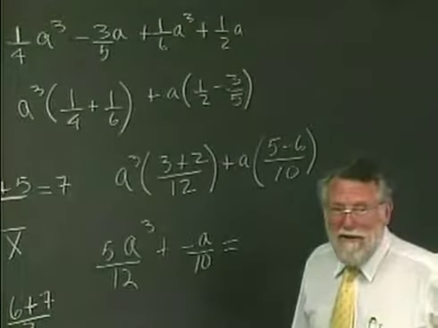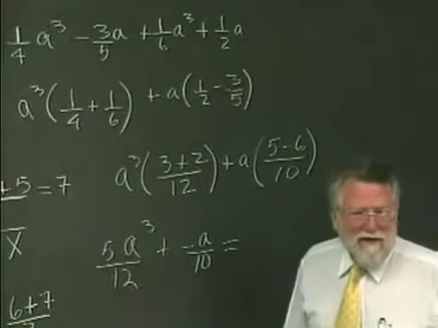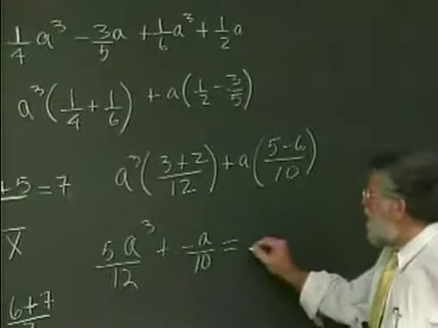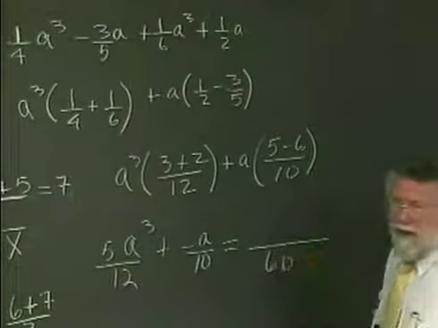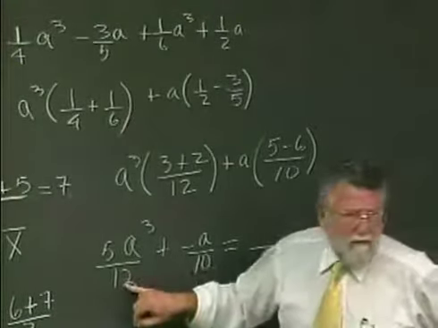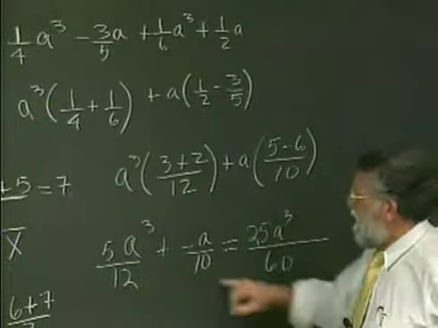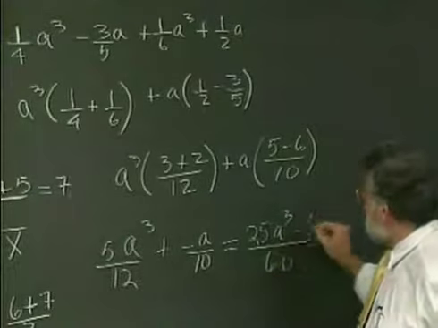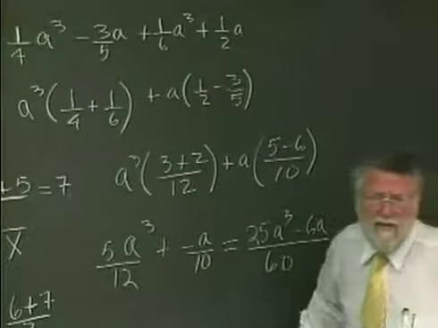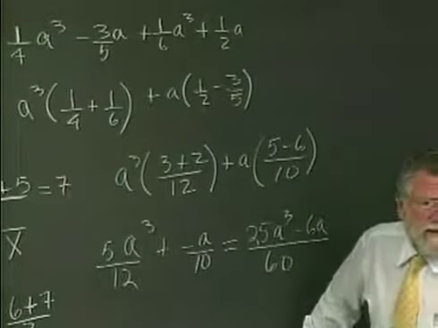I like the 60 better than I do the 50. I can't take 12 into 50 and make it even, but the 60 I can. So I could say that's over 60, and I need to multiply by 5, top and bottom here, so you get 25a cubed. And here, for the 60, I have a negative 6a, and my guess is that's the solution in the book.